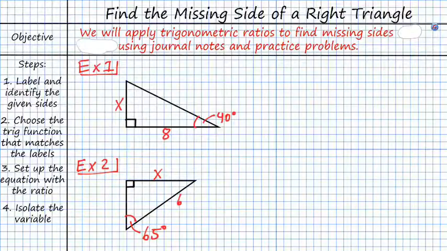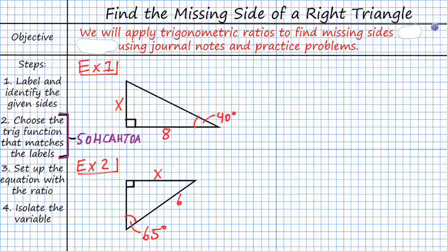Step one is that we're going to label and identify the sides. You guys have already been doing that, right? Every time that you've looked at a problem, all that we've done is labeled and identified. Then you're going to choose the trig function that matches those labels. So you use your Sohcahtoa, right? And that will be your guide on which trig function you want to use.